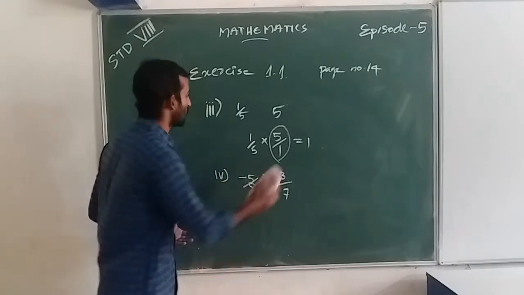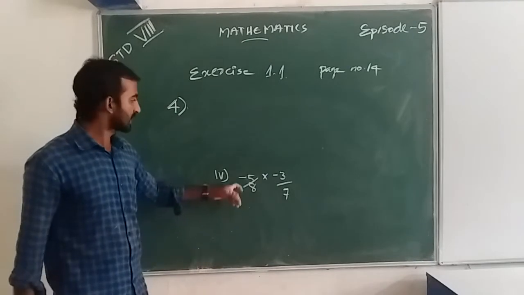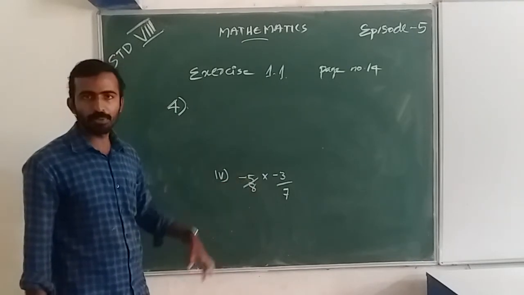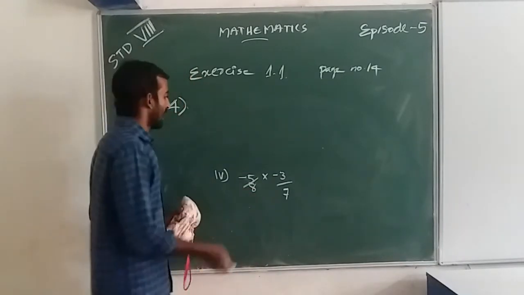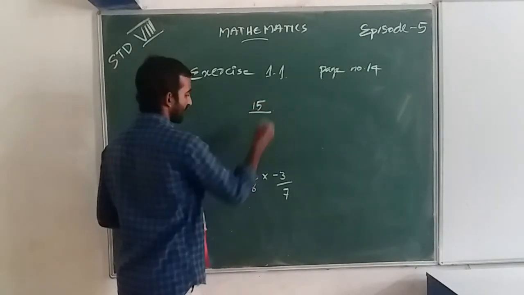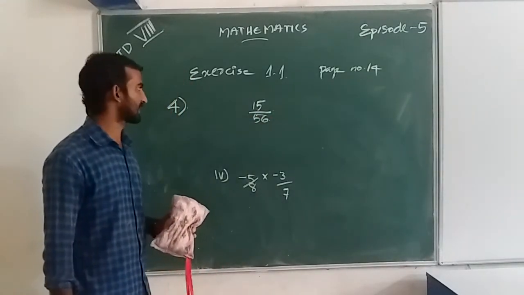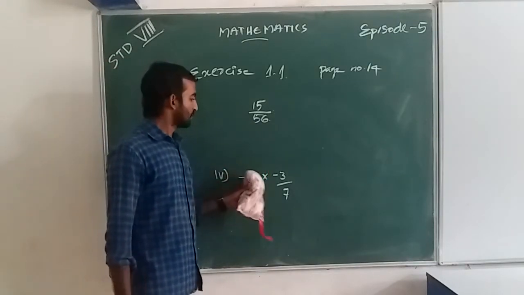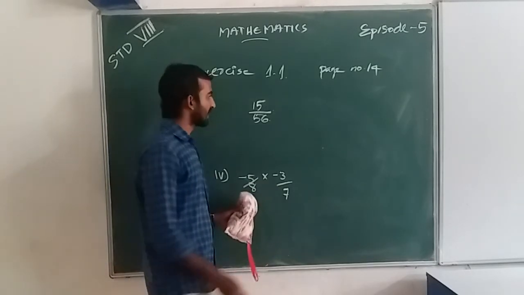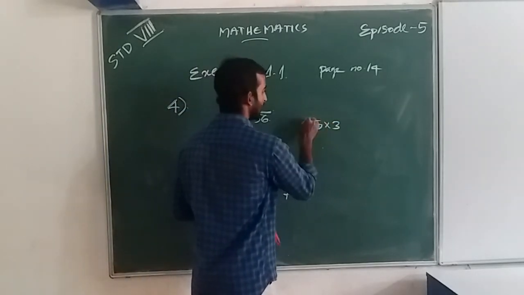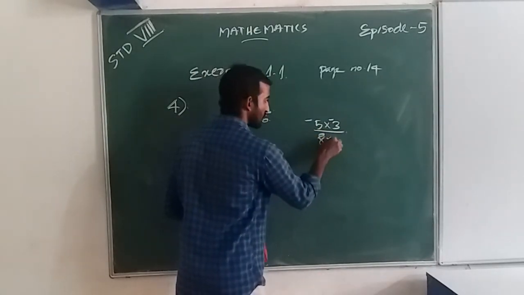In the case of the fourth one, we take the fractions, that is, negative 5 by 8 into negative 3 by 7. We get the answer 15 by 56. Here two rational numbers are p by q, q not equal to 0. We multiply negative 5 into negative 3 by 8 into 7.